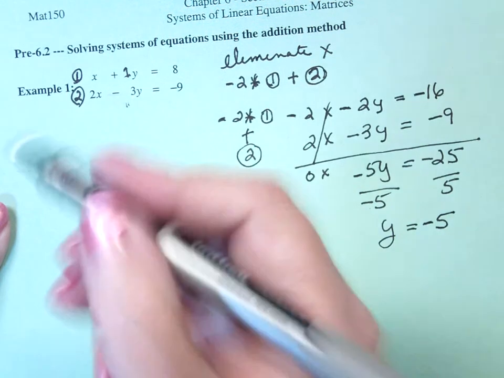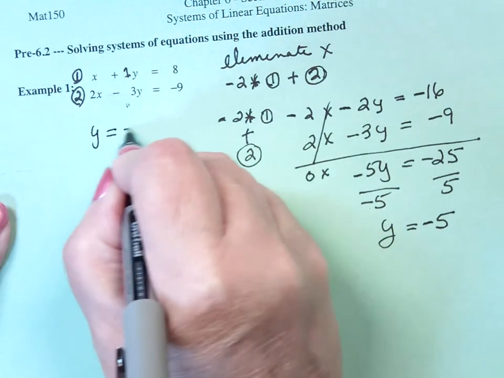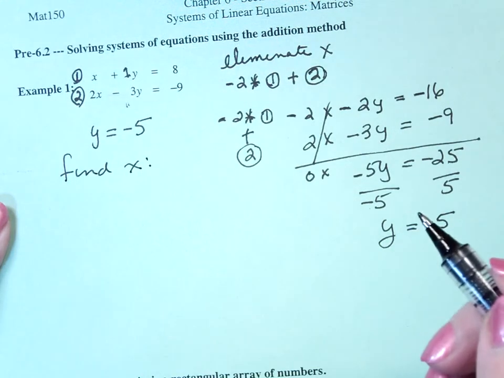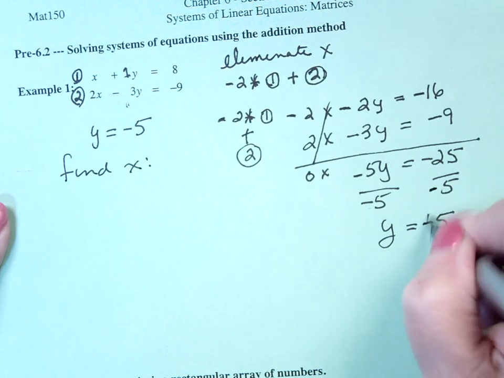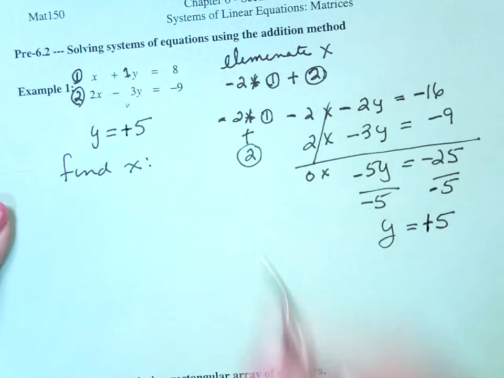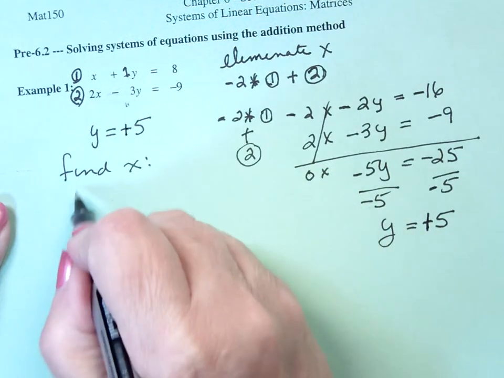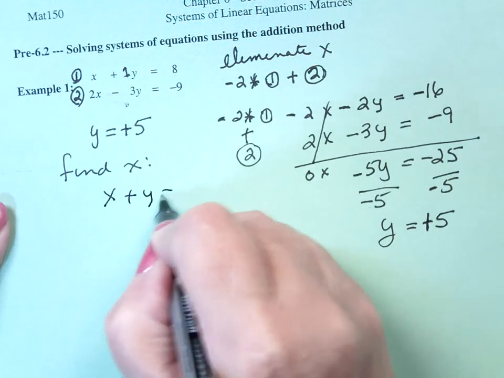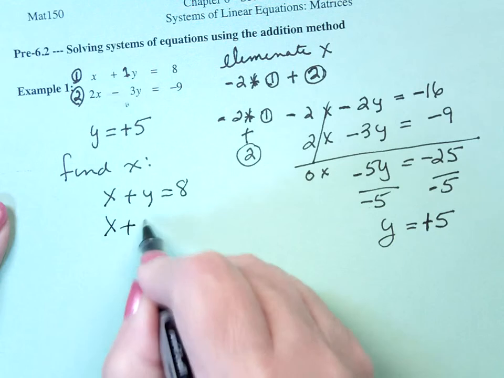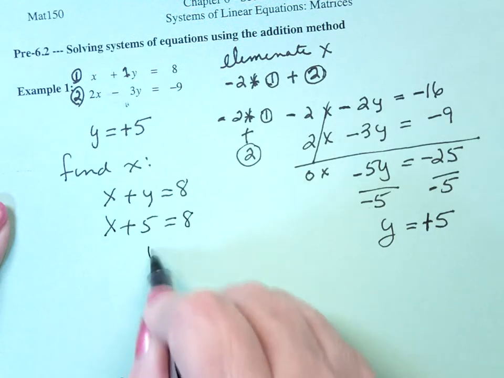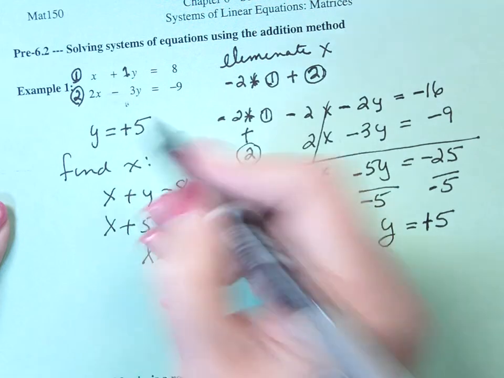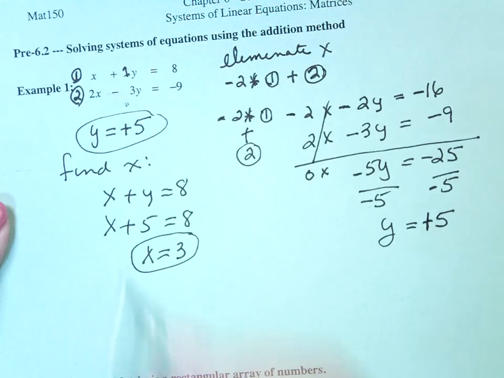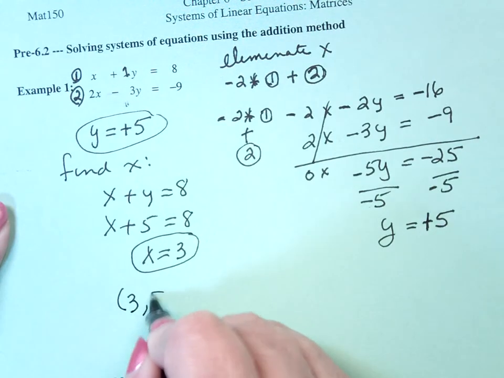So now I know that y equals 5. I'm going to find x. Is it negative 5 or 5? Oh, it should be negative 25 over negative 5, so this should be positive 5. Thank you. That would have made a difference. So I'm going to use equation 1, so I know that x plus y equals 8, or x plus 5 equals 8, or x equals 3. So x equals 3, y equals 5. We can look at this as the coordinate point (3, 5).